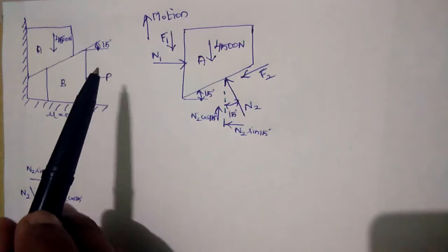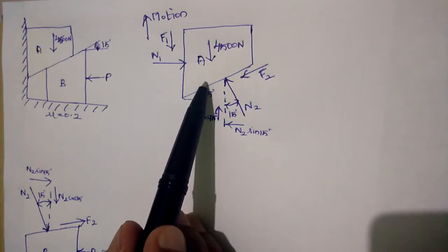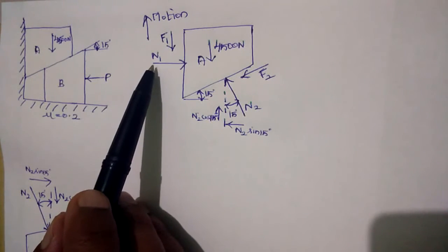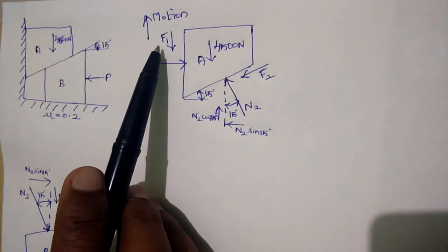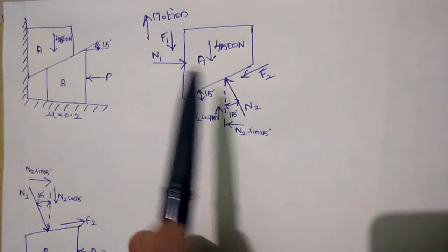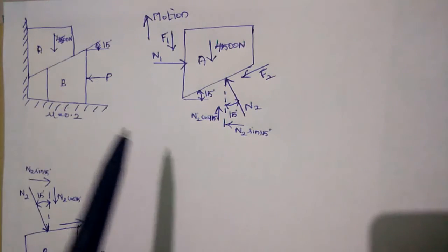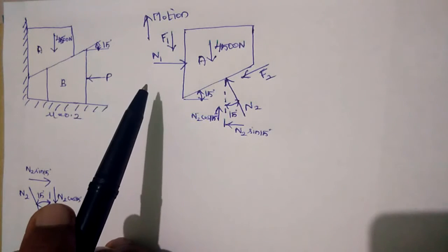upward. This is the free body diagram of block A. N1 is the normal reaction of block A with the wall, and since the block A moves upward, the frictional force acts downward. N2 is the normal reaction between block and wedge.